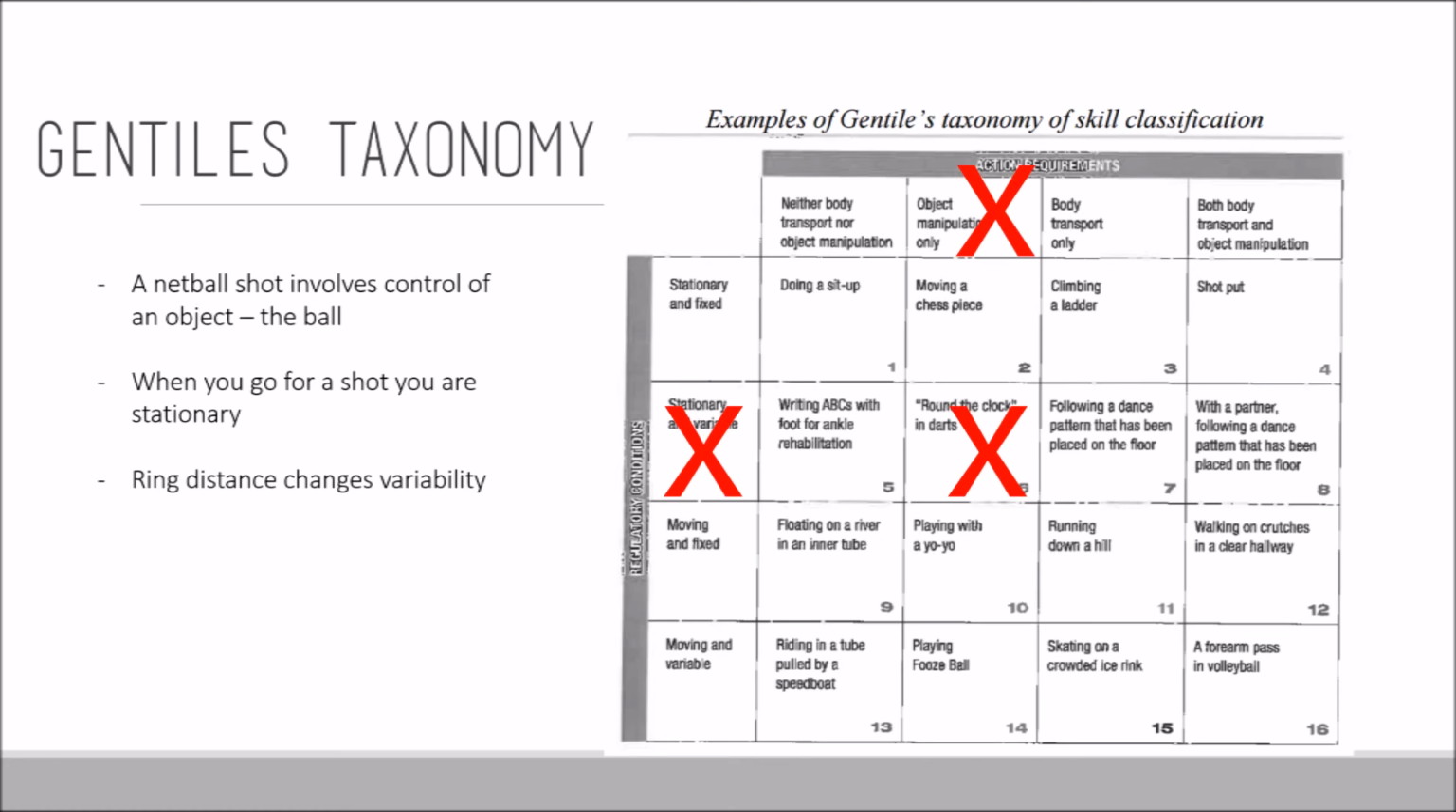Using Gentile's taxonomy of skill classification, a netball shot consists of inter-trial variability because the conditions during the shot can vary, object manipulation and having a stationary body. You place it in these categories because you are in control of how and when the ball moves. You are stationary when you shoot the ball, but the distance from the ring can vary.